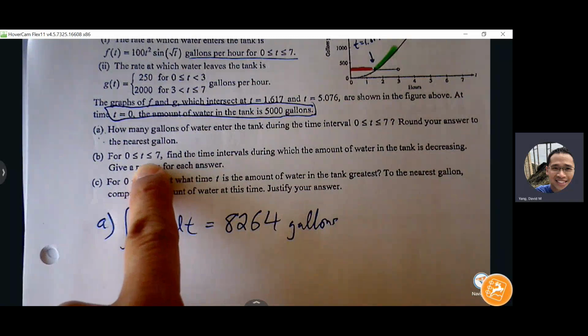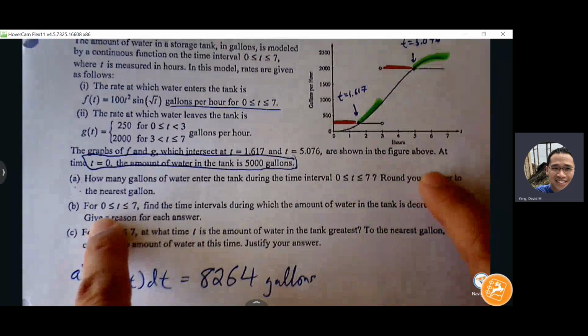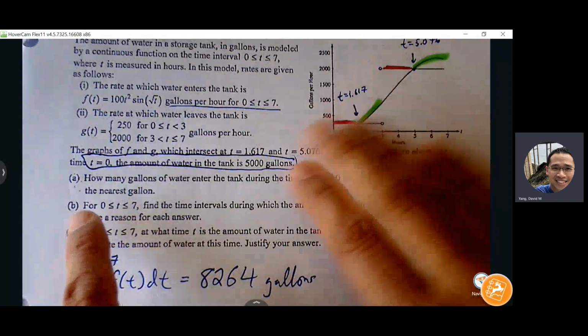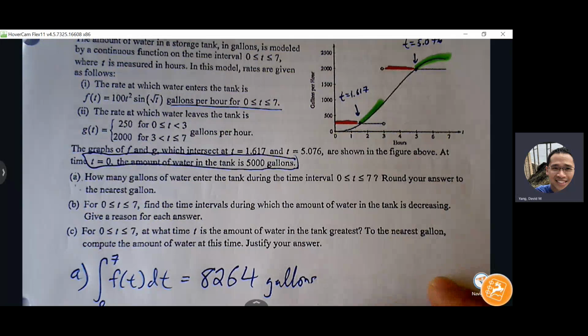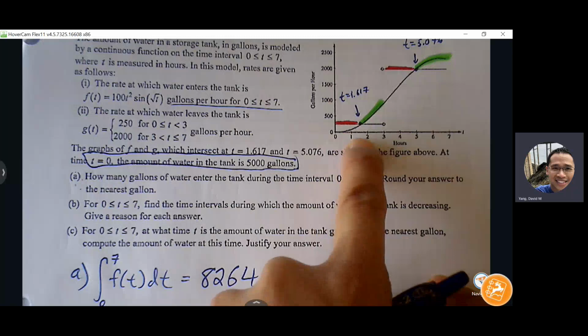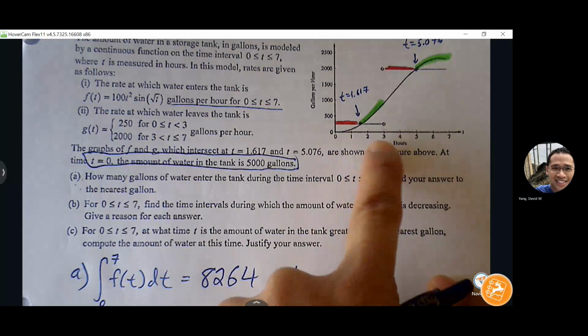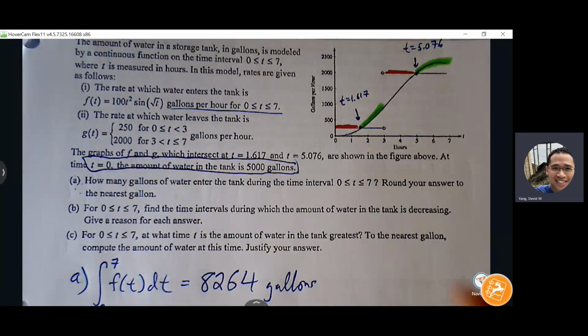Okay, so we talked about this leading up, so part B should feel a little bit easier now that we talked about the scenario. Between 0 and 7 hours, find the time interval during which the amount of water in the tank is decreasing. So what would you say? Decreasing in which intervals? Yep, 0 to 1.617 and 3 to 5.076. It's asking for a reason. We simply say, well, because this is where g of t is greater than f of t, right?